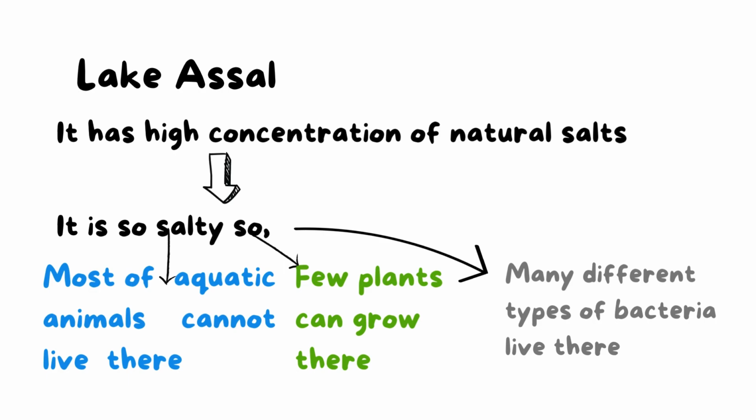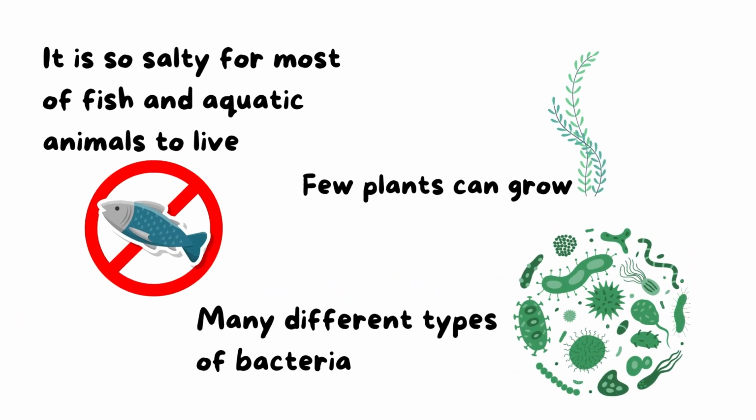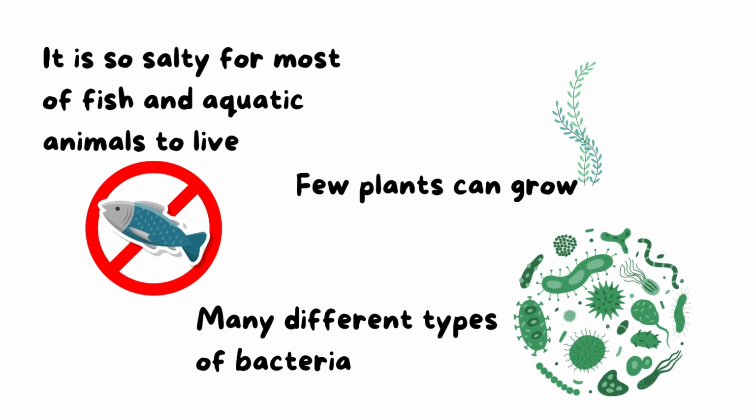So most animals can't live in this lake, but a few plants can grow there and many types of bacteria live there, as it is too salty for most fish and aquatic animals to live. That means many fish and aquatic animals cannot live there. Only a few plants can grow there, and many different types of bacteria can live there.